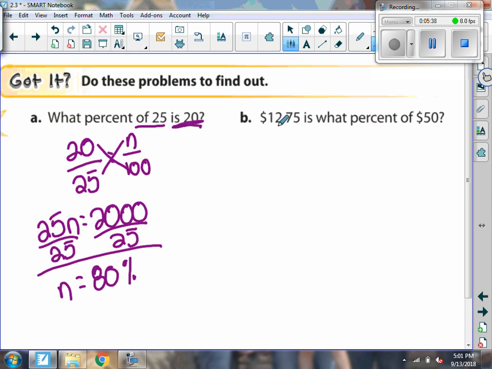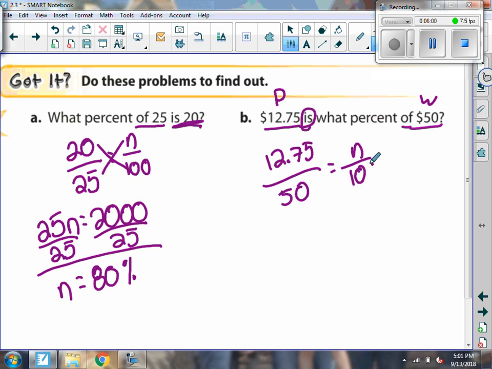Okay, so 12.75, is that my part or my whole? That's going to be my part, because I have "is" right there, "of" 50, so this is my whole. None of my numbers have a percent sign, so that's what I'm trying to find. So this is 12.75 over 50 is equal to n over 100. So we're going to cross multiply. 50n is equal to 1,275.